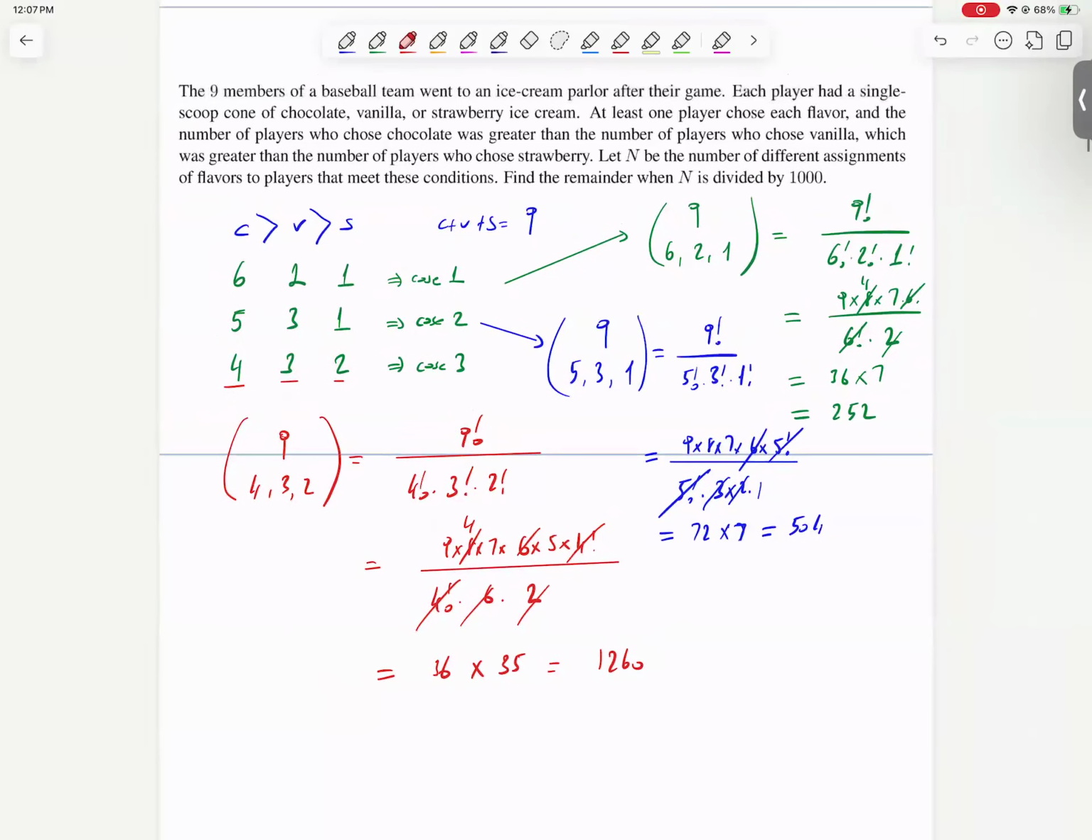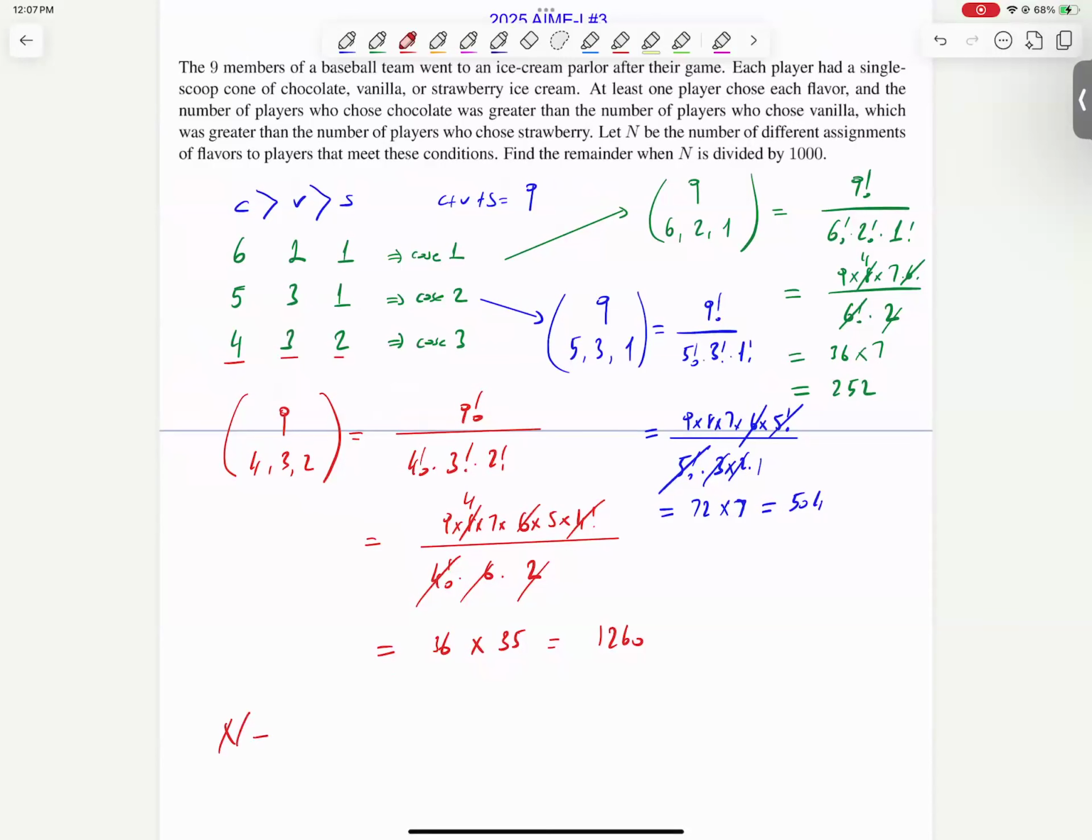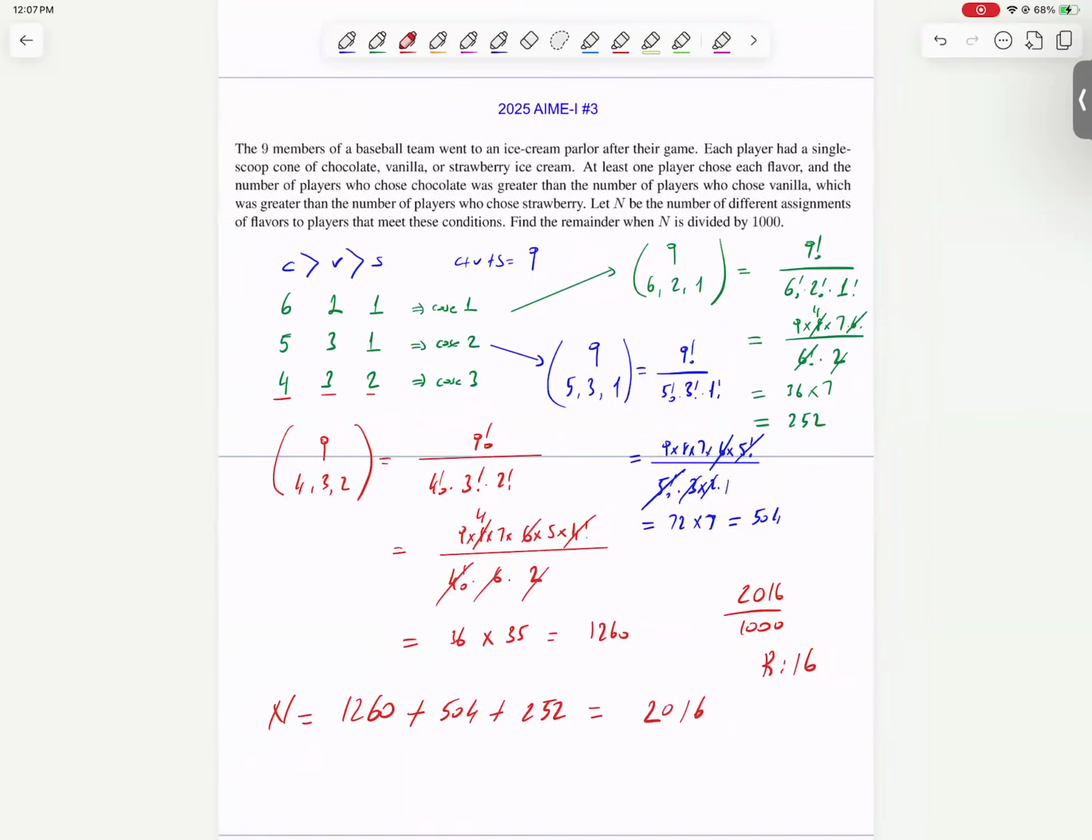We calculated each case. Now we have to find n. n is the sum: 1260 plus 504 plus 252. The sum is 2016. If we divide that by 1000, the remainder is 2016 divided by 1000. The remainder is 16, which is the answer for the problem.